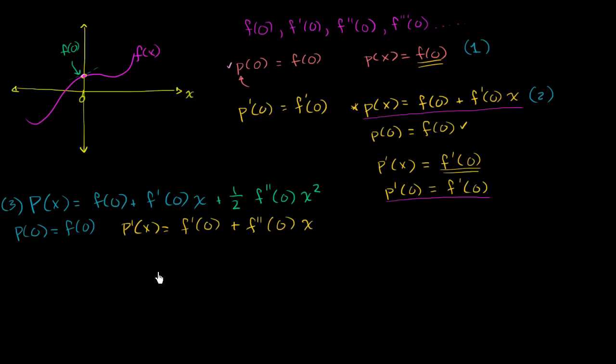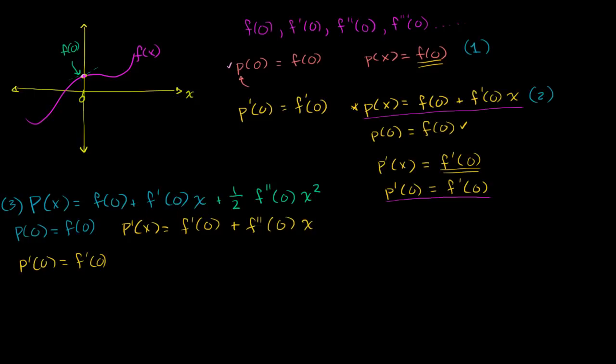Now, what is p prime of 0? So let me write it right here. P prime of 0 is what? Well, this term right here is just going to be 0. So you're left with this constant value right over here. So it's going to be f prime of 0. So far, our third generation polynomial has all the properties of the first two.